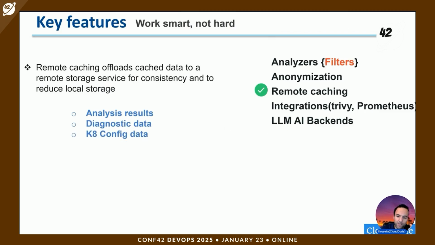Anyway, we also have remote caching. Remote caching allows you to offload the cache data to a remote storage service like S3 or Azure Blob Storage, stuff like that, for persistency, and also relieve your server from storage pressure. I'm talking specifically about cases where you have KSGPT installed as an operator, right? So you will just move that storage out of your nodes in order to release a little bit of space, right?